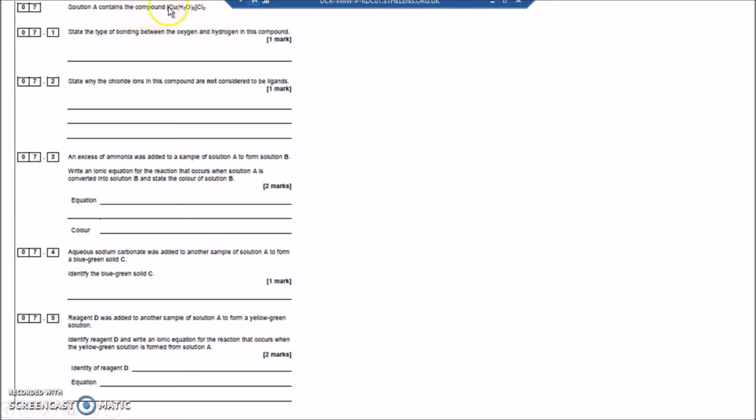Solution A contains the compound CuH2O6Cl2. So what's going on here? We've got a complex ion, CuH2O6, and copper is in the +2 oxidation state. It's got a 2+ charge. So this CuH2O6 has got a 2+ charge, and it's got 2 Cl- ions, 2 chloride ions attached to it as well. State the type of bonding between the oxygen and hydrogen in this compound.